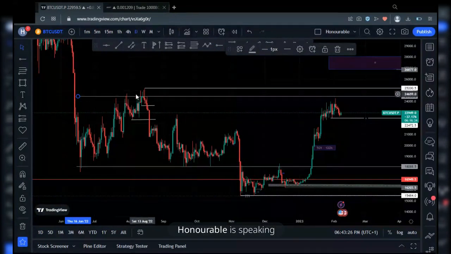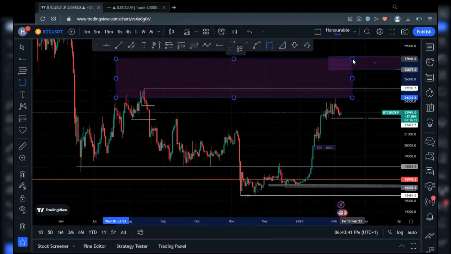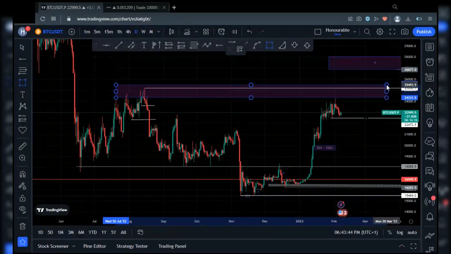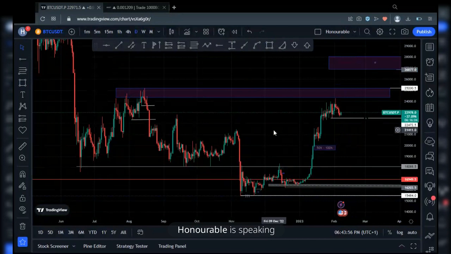But if you're going to use a zone, you paint the entire picture. Something like this, for instance. Remember the wick. Take it to the top of the wick so you don't extend it too much. Why? Right here, you can see that if you map this resistance level, currently Bitcoin is being rejected from the resistance level.